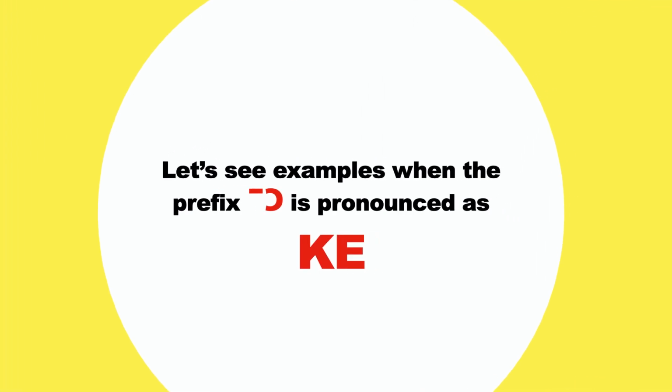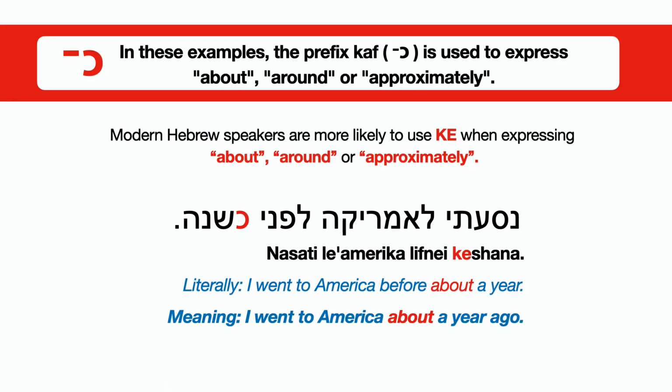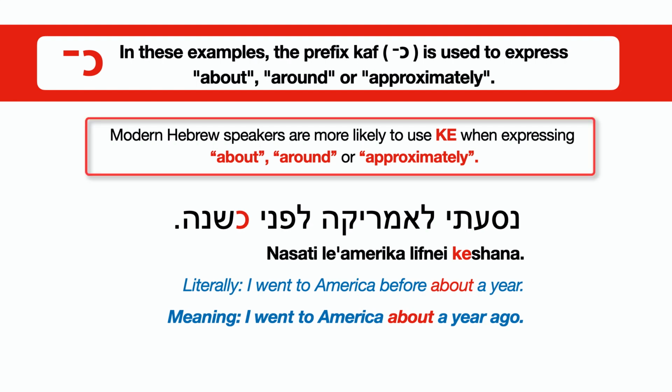Now let's see examples when the prefix kaf is pronounced as ke. In these examples, the prefix kaf is used to express about, around, or approximately. Modern Hebrew speakers are more likely to use ke when expressing about, around, or approximately.